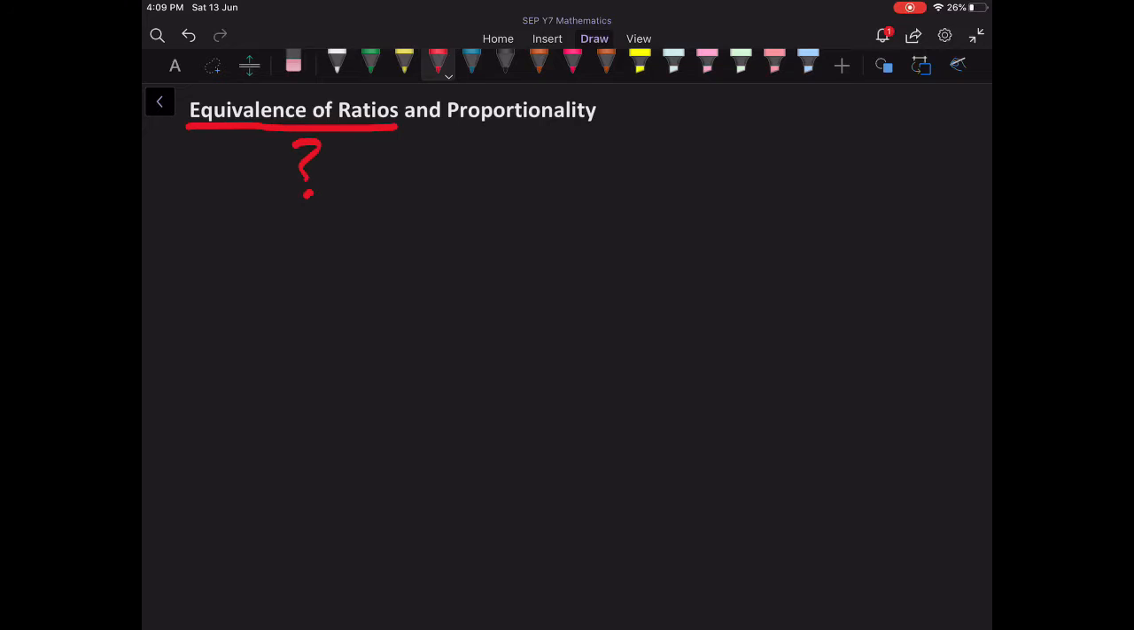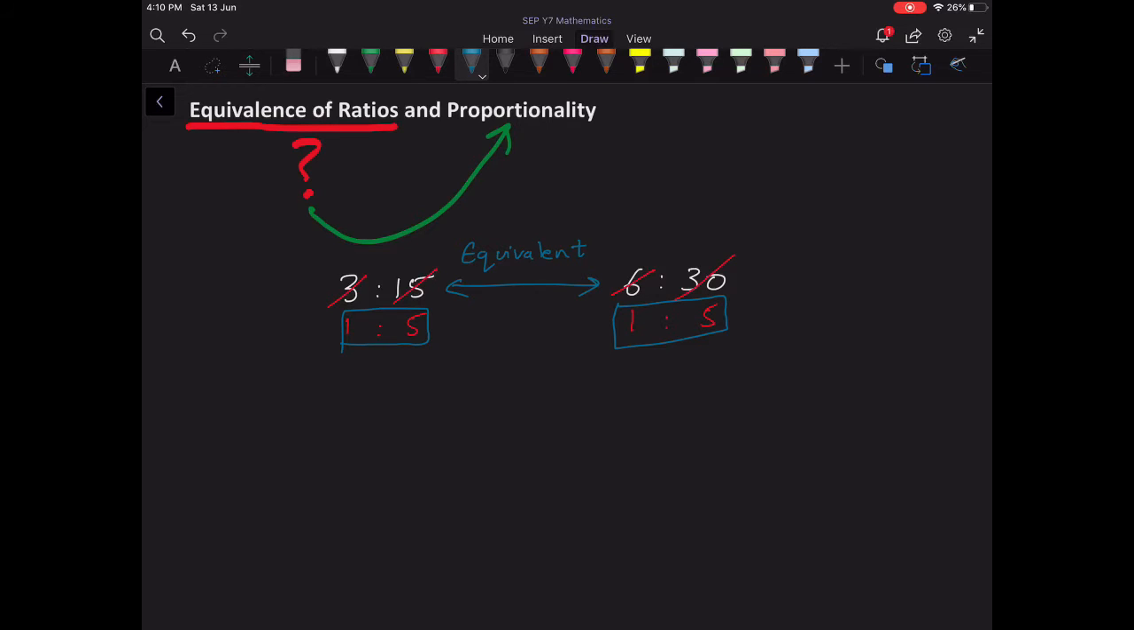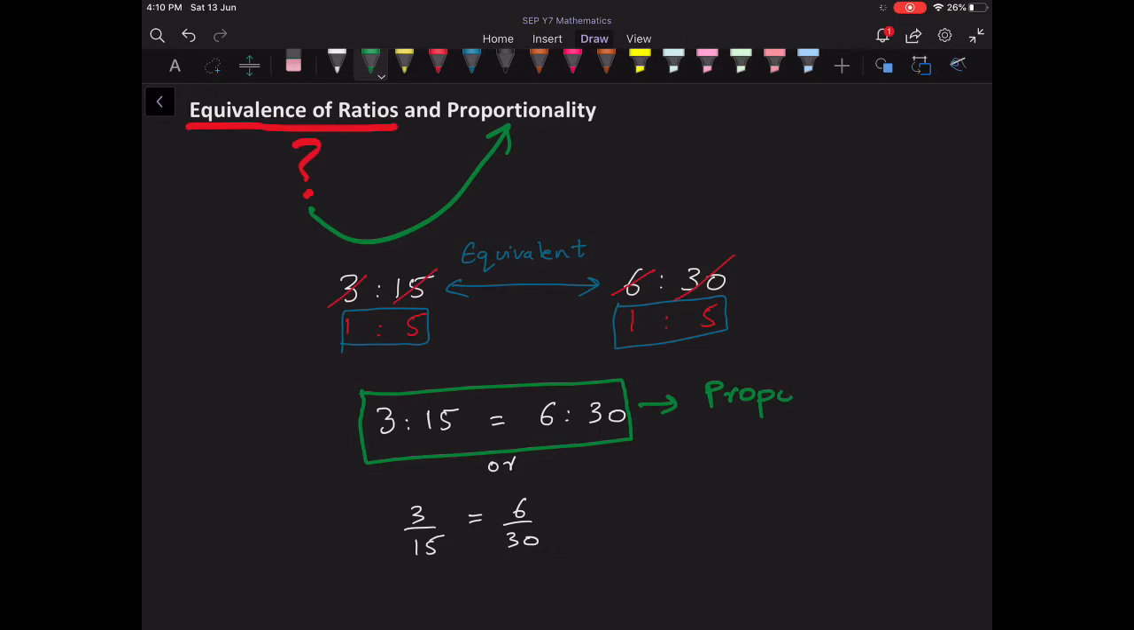What is the significance of equivalence of ratios? It leads to proportionality. Two ratios 3:15 and 6:30 when simplified give 1:5 as an answer. This means that 3:15 and 6:30 are equivalent. When written in this form, 3:15 is equal to 6:30 becomes a proportion. 3/15 equals 6/30 is also a proportion.